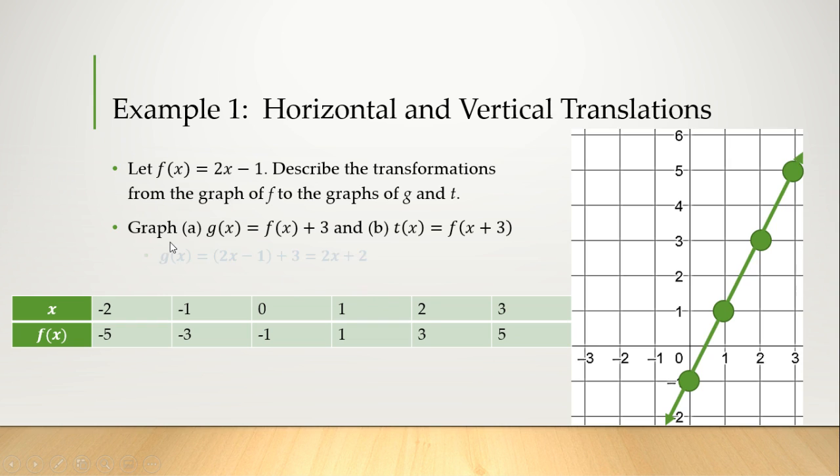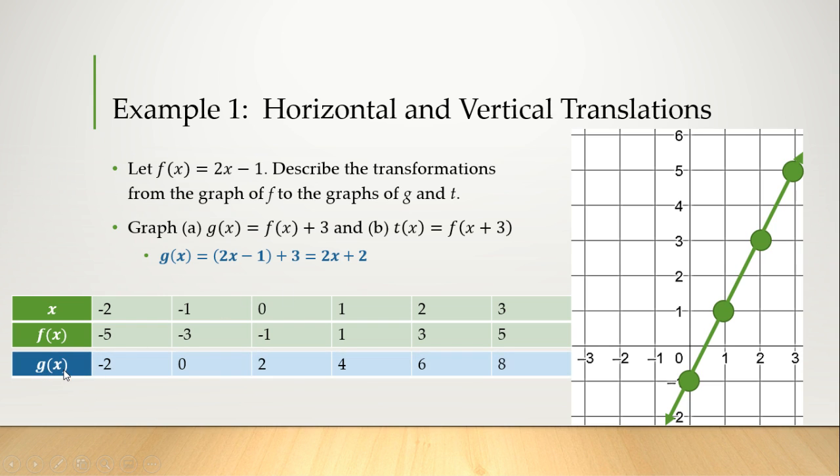Now let's go ahead and graph g of x. Pay close attention to how I changed this equation. Okay, so it said g of x equals f of x plus 3. And we know that f of x is 2x minus 1. So I changed f of x to 2x minus 1 and added a 3 to it. Okay, and then I simplified, and that creates the equation 2x plus 2. So here's my new equation that I can now use to make a new table for g of x, and then we can compare the two.